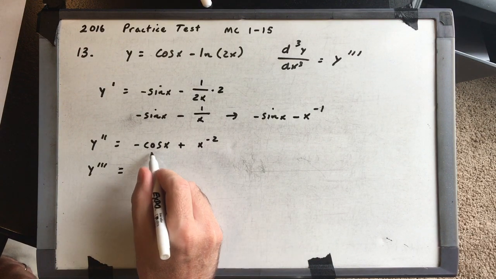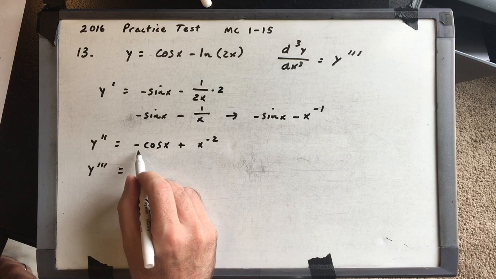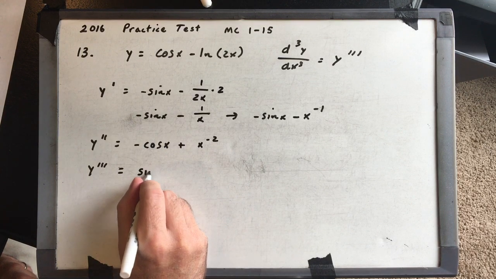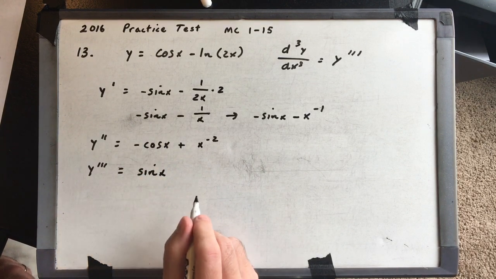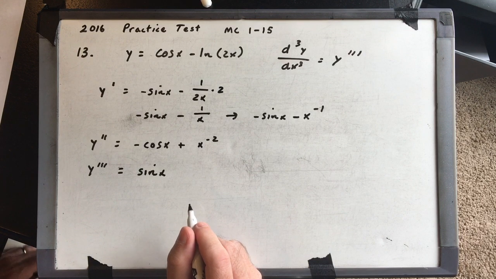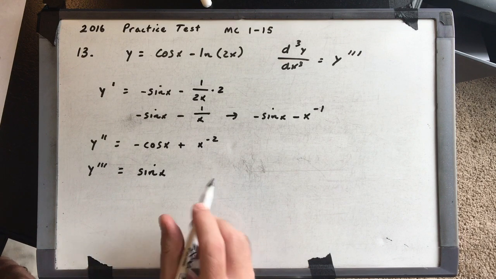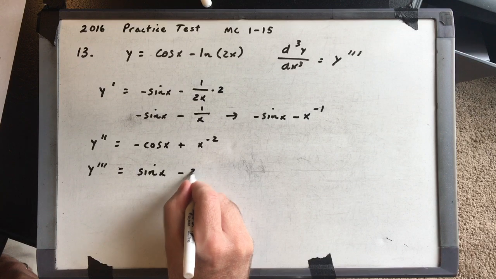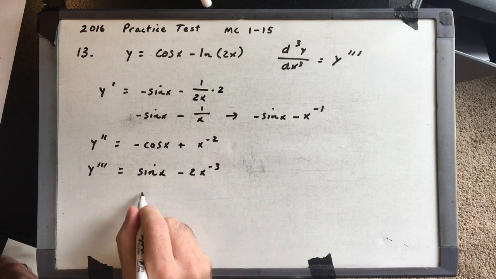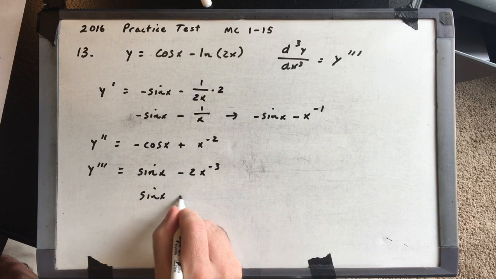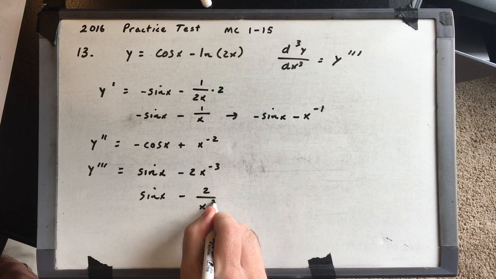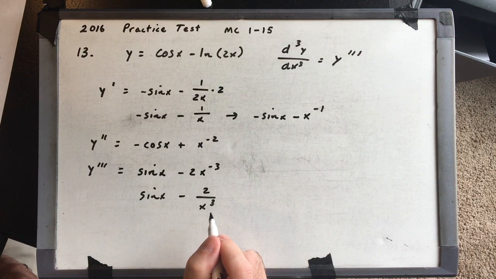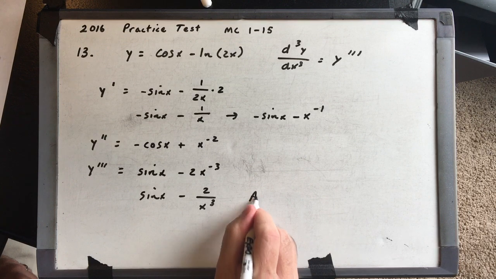Okay, the derivative of cosine is minus sine, so the derivative of minus cosine would be sine x. So that already takes out b and d. It's got to be a or c. So that would be minus 2x to the minus 3. So that's sine x minus 2 over x cubed. Which one is that? That is A.